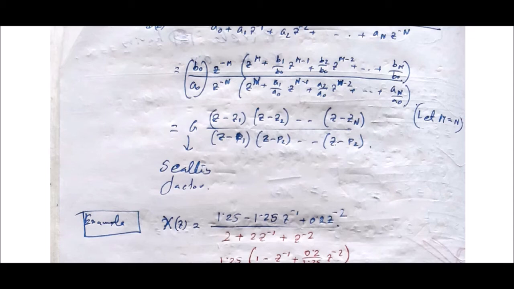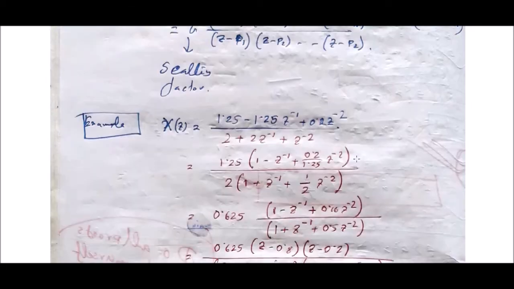And if any of the roots of the denominator factors, that means p1 or p2 or p3 up to pn, becomes 0, then what will happen? This entire thing will tend to infinity. That's why the roots in the denominator are called the poles. Remember, roots in the numerator are called the zeros, and roots in the denominator are called the poles.